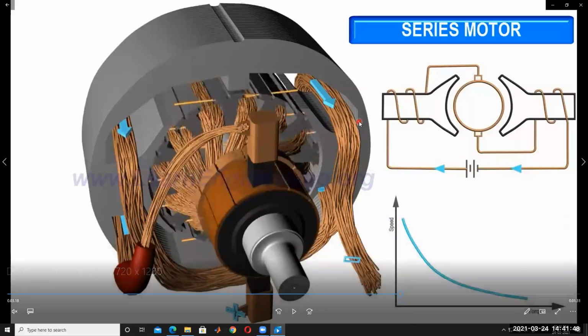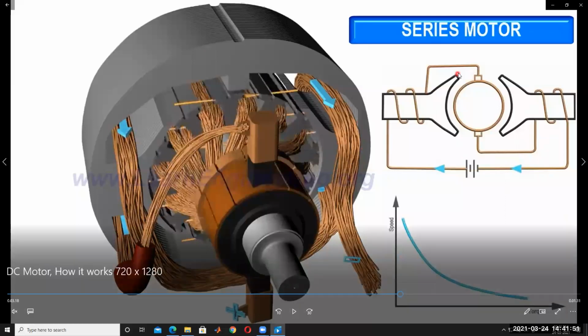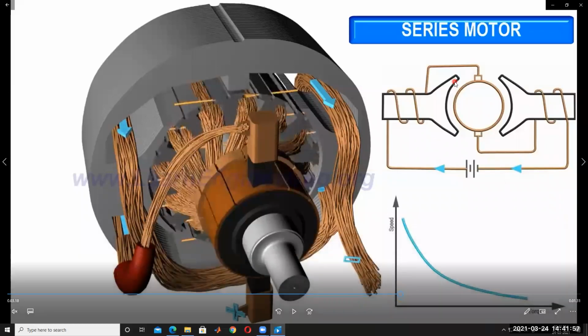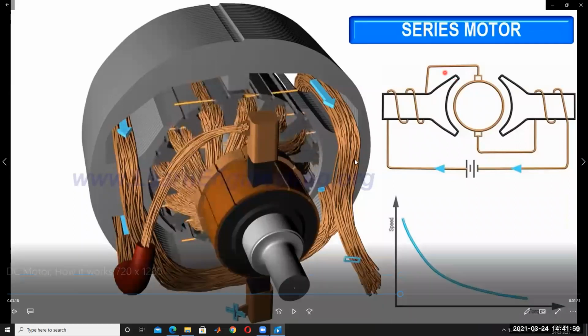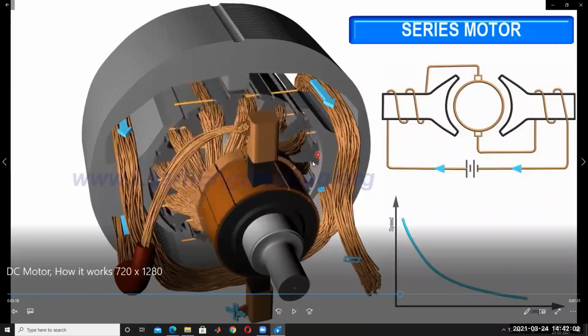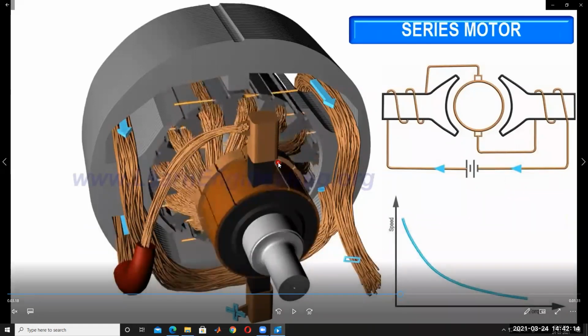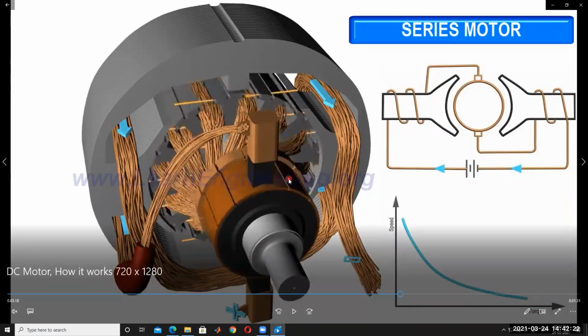Also the series motor starting torque is very high. That's why series motors are generally used in traction. Traction means railways. In railways, series motors are used because a high starting torque is required to move the train at the time of starting. So for those applications, series motors are used.